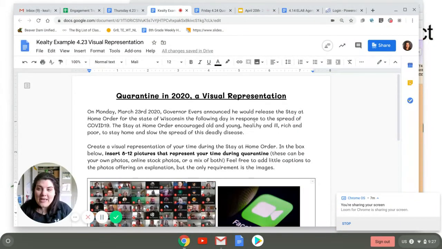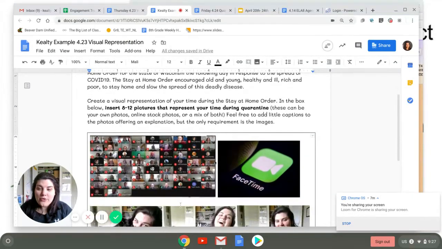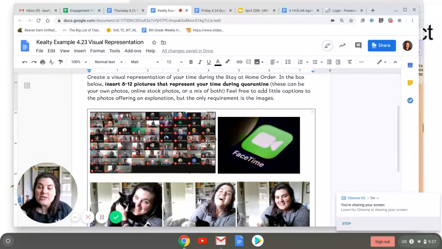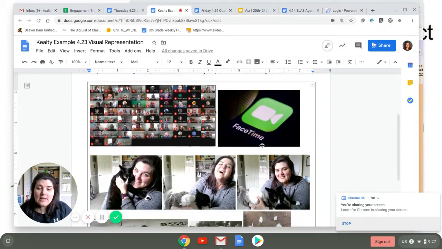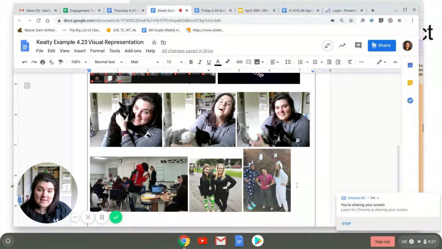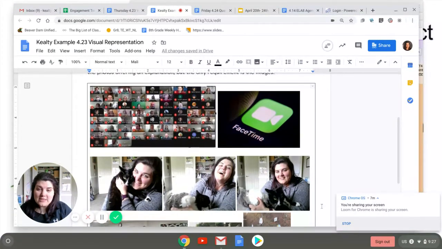So here is my example, and it has all the same stuff on the top, and then I'm going to show you my pictures. So this right here, on the top part, I chose to do mine a little bit differently. The top part of mine is what I'm experiencing during quarantine. The bottom part is what I'm missing about not being in quarantine. So I chose to focus on what school looks like.